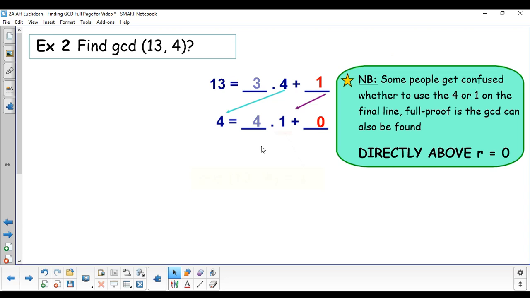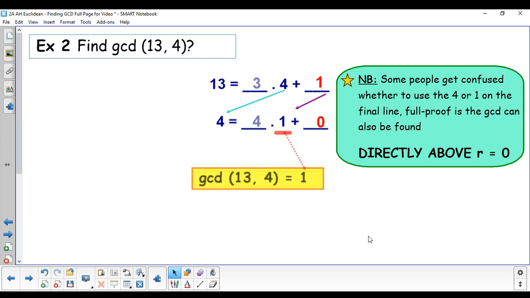So some people get confused about which number to take here as the greatest common divisor. Nothing went into it, it's just 1. It's actually this number here that you brought down. But the easier way to know is it's the number that's directly above the remainder being 0. Okay, so that is the greatest common divisor.